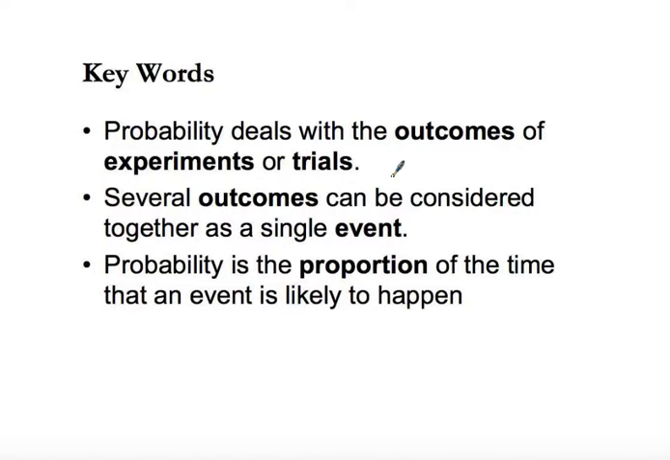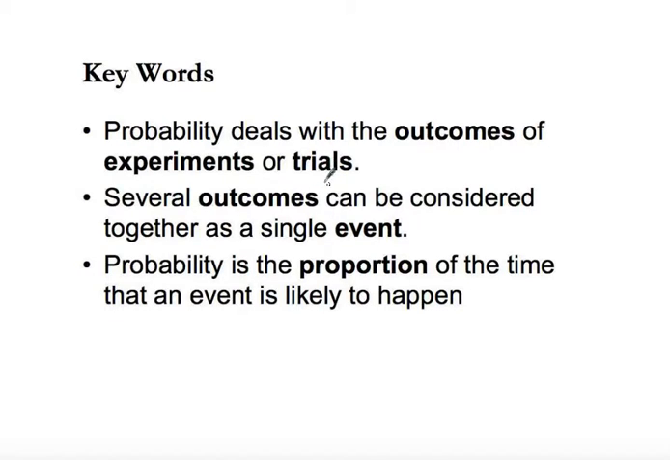So, some keywords to understand. Probability deals with the outcomes of experiments or trials. Okay, an outcome is just a result. So for example, when you roll a dice, an outcome is what you've rolled. An experiment or a trial is actually the process of rolling the dice.